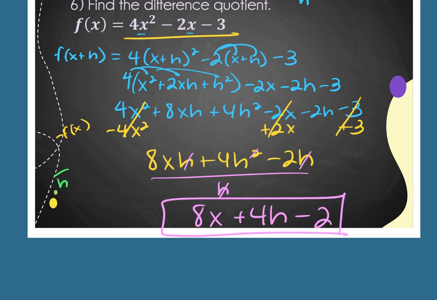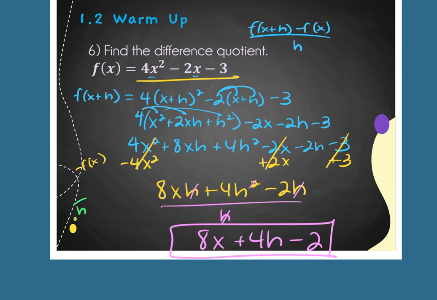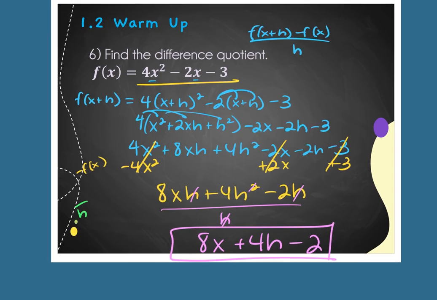Plus 4h, sorry, minus 2. A lot of you got it right, so great job, okay? But some of you, this mistake happened to probably 5 of you. Don't forget to distribute the negative 2. Watch your signs, that kind of stuff, okay?